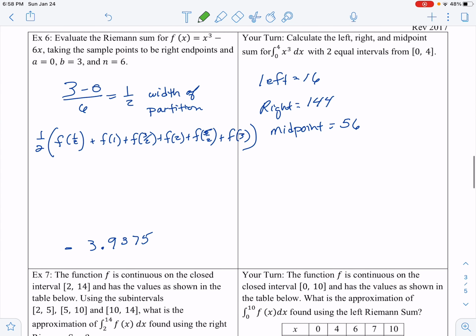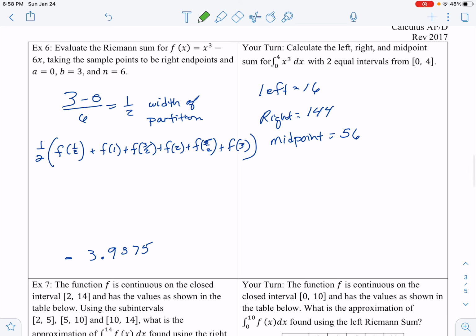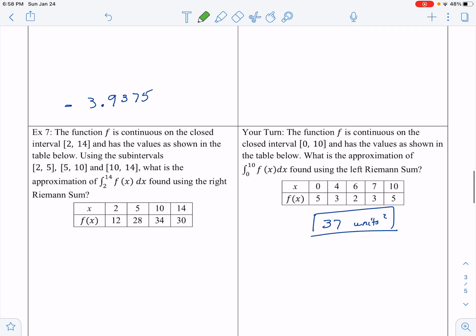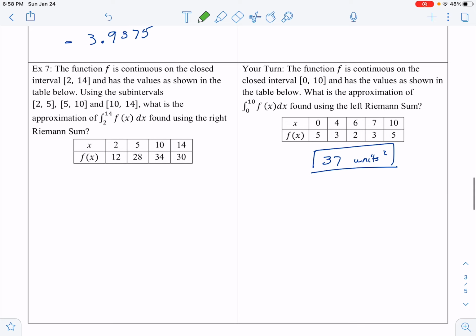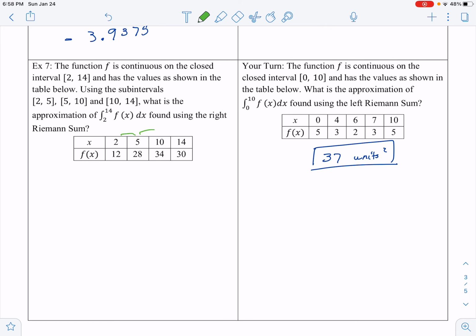I wrote in the answer for example 6 and the one for your turn. You can work them, see if you get them. This one I wrote in the answers. I want to do one with a table because it's different. Okay? It says it's continuous on the closed interval, as shown. Here's the subintervals from 0 to 2, 2 to 5, 10 to 14. What's the approximation from 2 to 14 using right-hand sums?